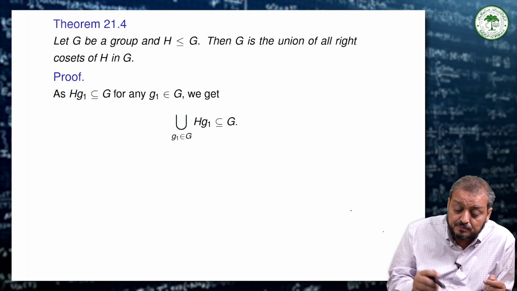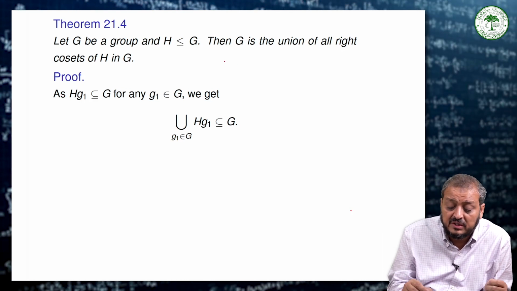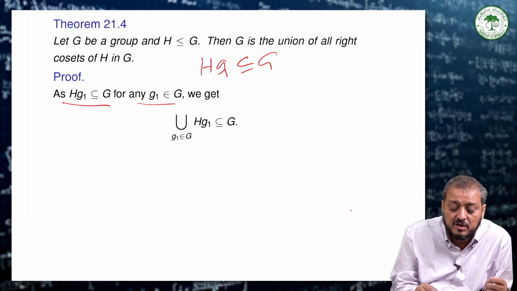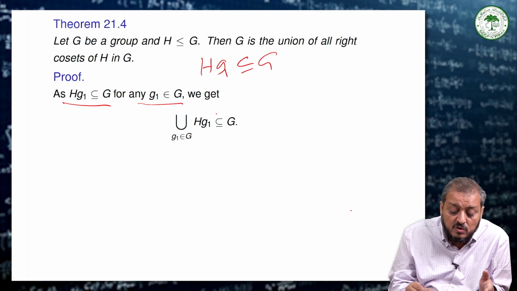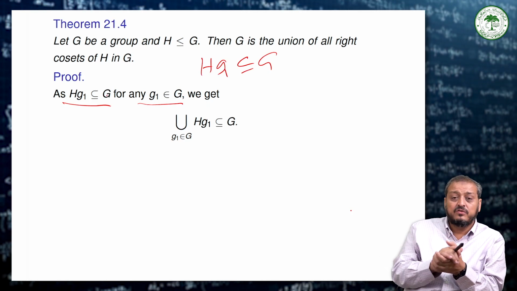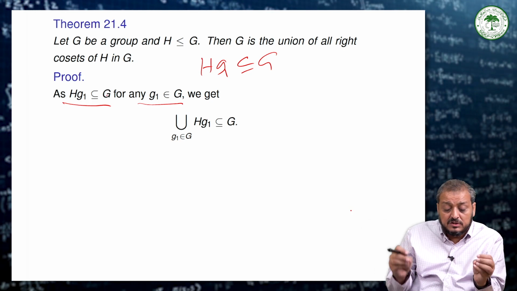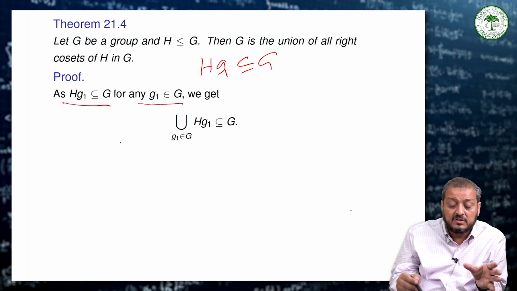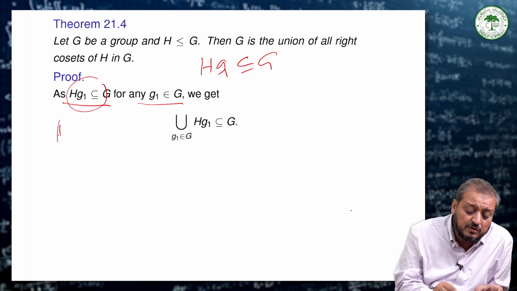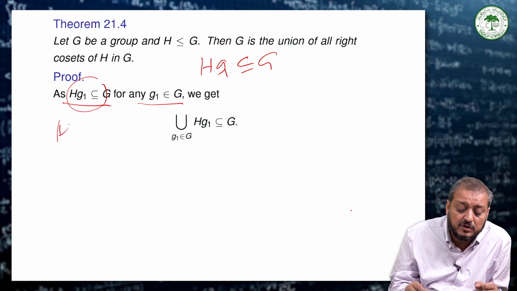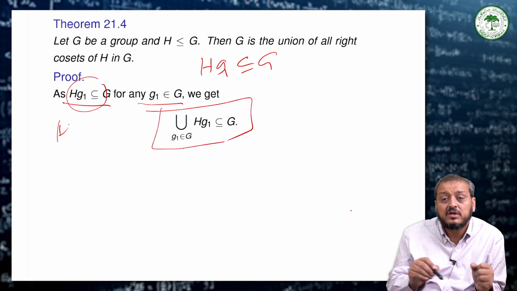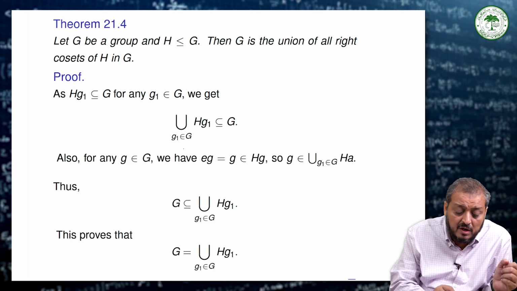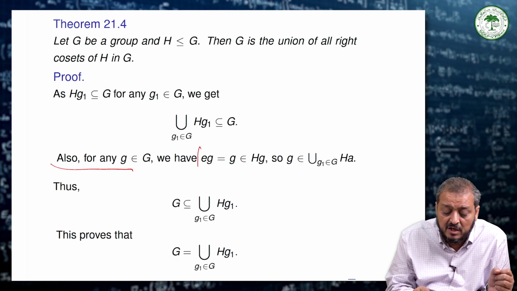So let's prove that. Hg1 is clearly a subset of G, and for any g belonging to G, if Hg1 is an element of G, then for all g1 belonging to G, the union of all these right cosets Hg1 is also contained in G. So for all g1, the union of all Hg1 is clearly contained in G.